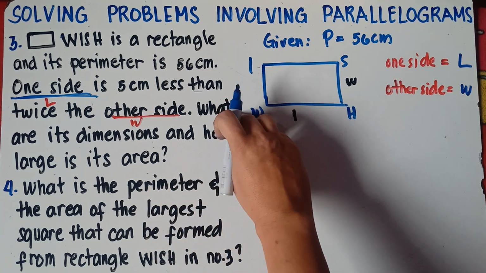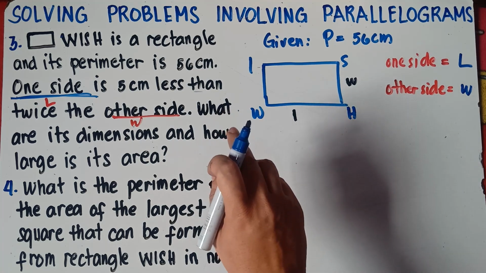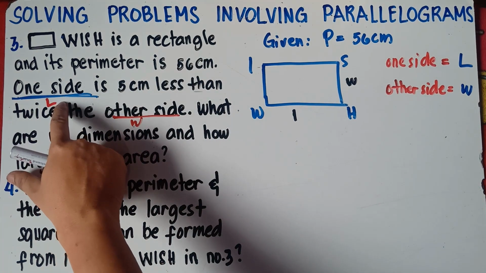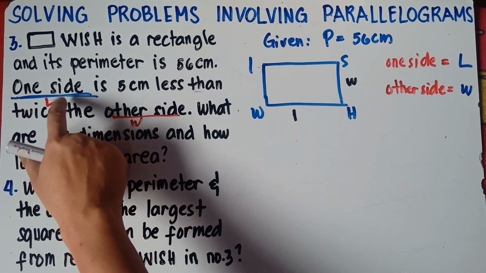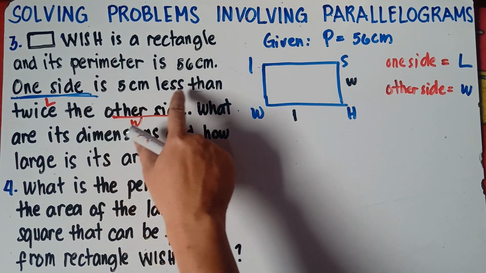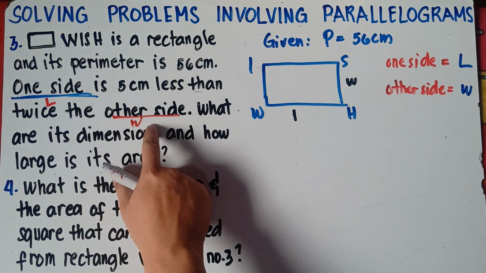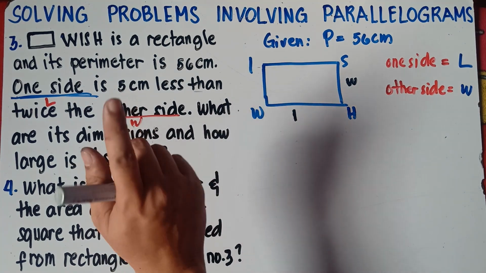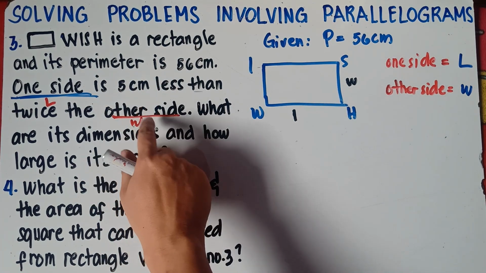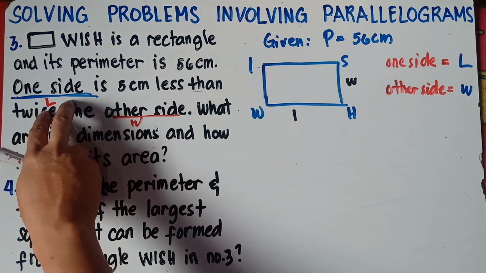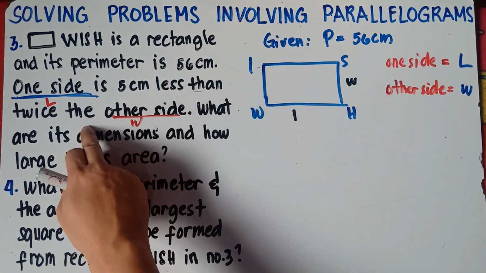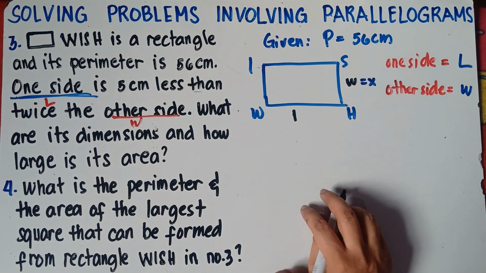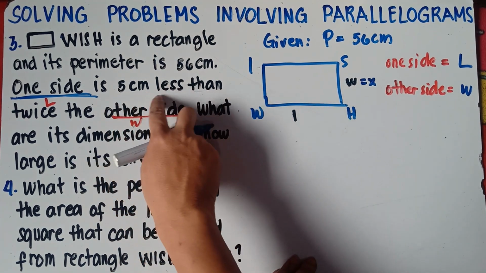This one, class, is quite complicated because the length and the width are not stated. So we assume that this one side will be our length. If this is our length, we already have the idea that length is 5 less than twice the other side, and the other side is width. Therefore, we let x be our width. Why is that, sir? Because we don't have the idea of our width, but we have the idea for the length that it is 5 less than twice the width. So width will be our x, and length will be 5 less than twice the other side.